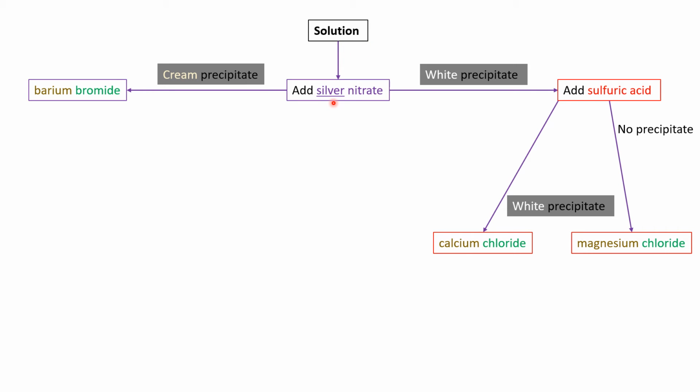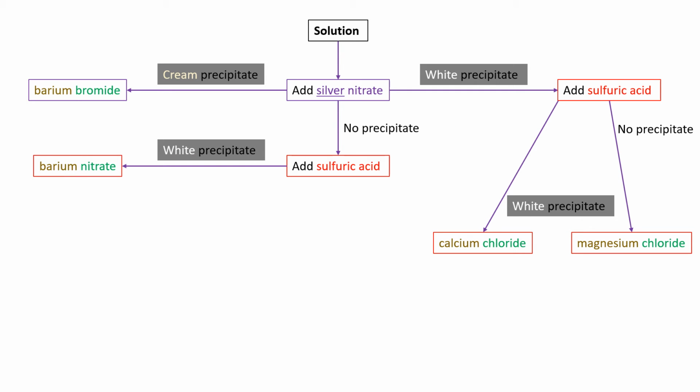However, if you don't have halide as the anion, when you add silver nitrate, you would see no precipitate. So now how can you distinguish between these? Well, if you see no precipitate, then that tells you that it's either barium nitrate or magnesium nitrate. So you add sulfuric acid to the solution, knowing it's one of those. If you see a white precipitate, that tells you that it was the barium nitrate, and no precipitate would tell you you have the magnesium nitrate.